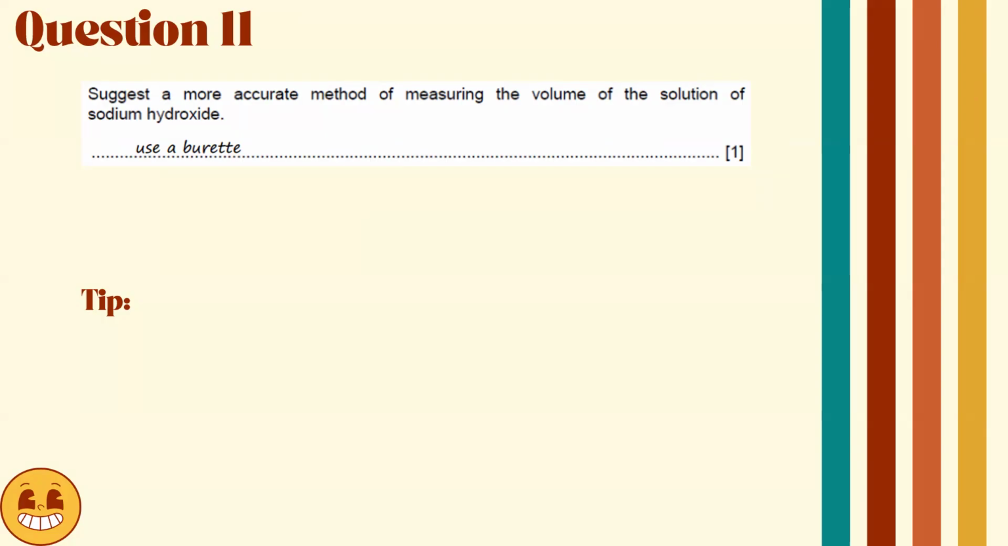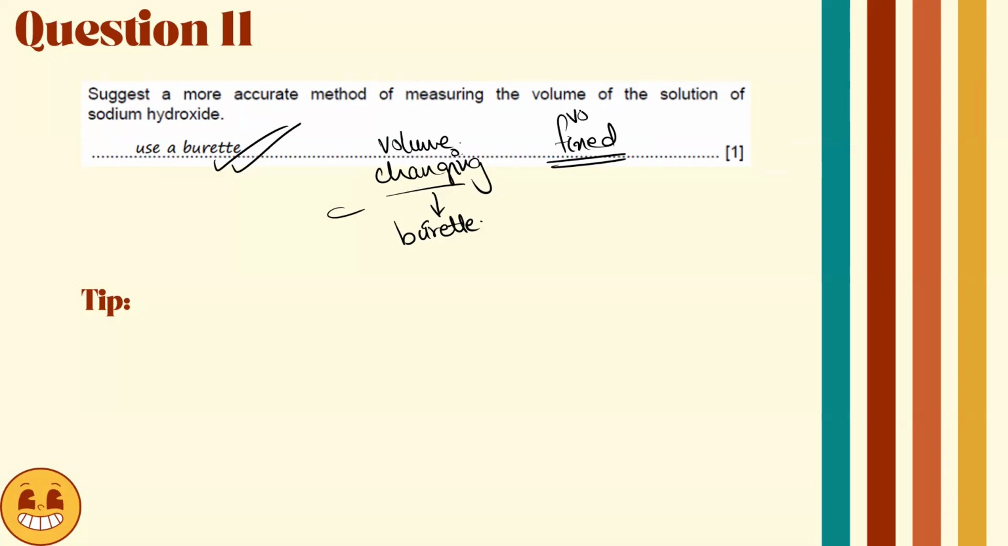Next question: suggest a more accurate method of measuring the volume of the solution of sodium hydroxide. Using a burette will help. The difference is, if the volume is changing during the experiment, like first we are taking some volume, then in the next experiment we are taking another volume, so we keep on changing the volume, for that we can use a burette for a variable volume. But if we have taken a fixed volume for any substance, like in all the experiments we have taken 25 centimeter cube of sodium hydroxide, the same one.